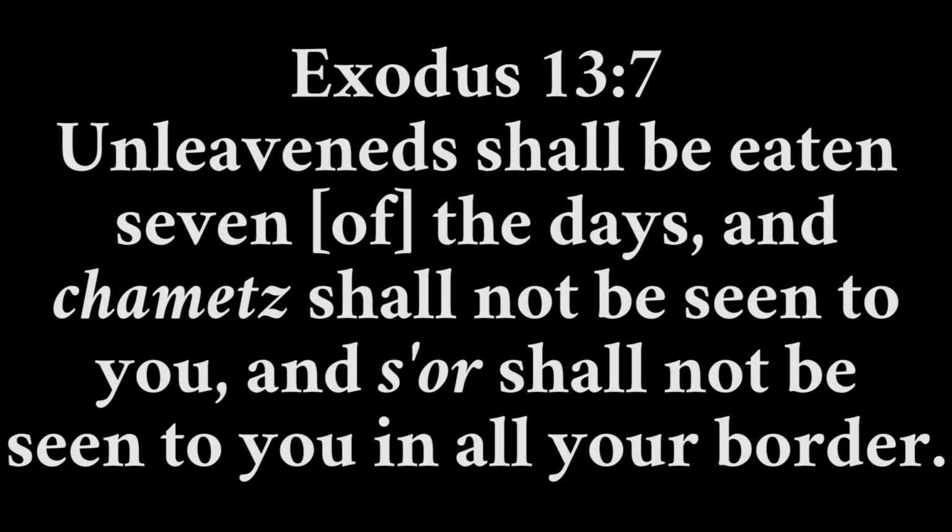Now let's also look at Exodus 13. Exodus 13:7 reads, unleavens shall be eaten 7 of the days, and chametz shall not be seen to you, and seor shall not be seen to you in all of your border. So during the Feast of Unleavened, we are not supposed to have chametz or seor in our border, in our property. We are not supposed to have those things. And so presumably we would be getting rid of them prior to the feast.